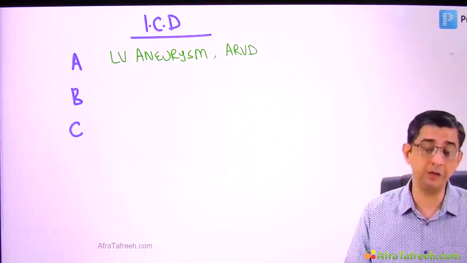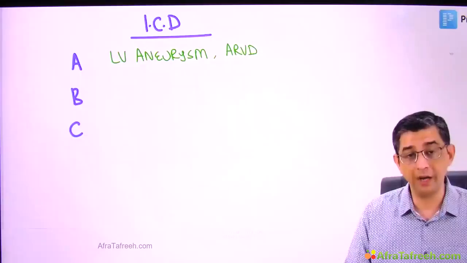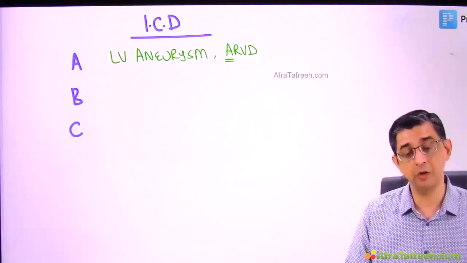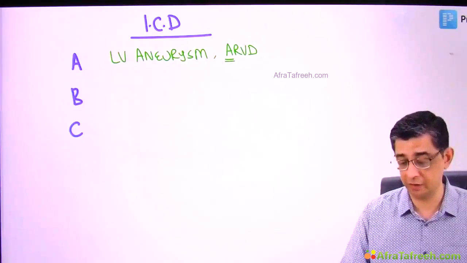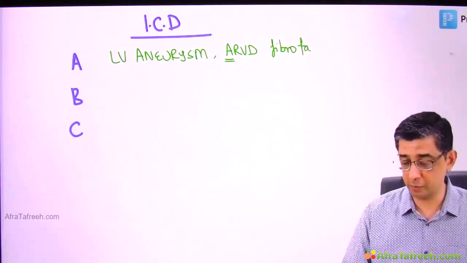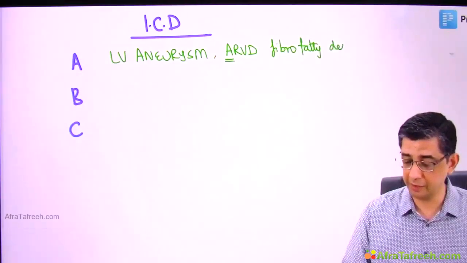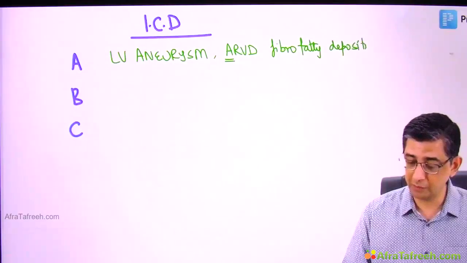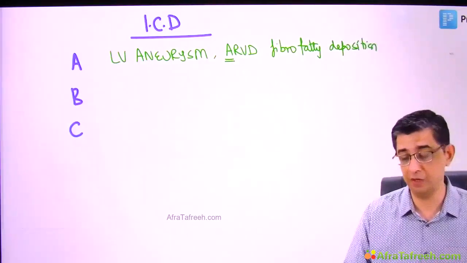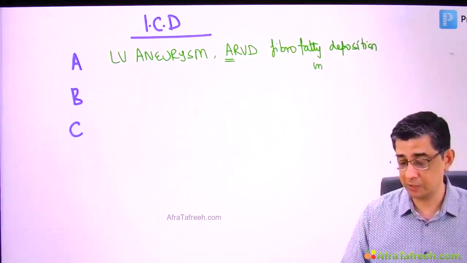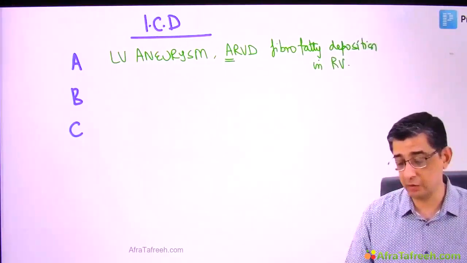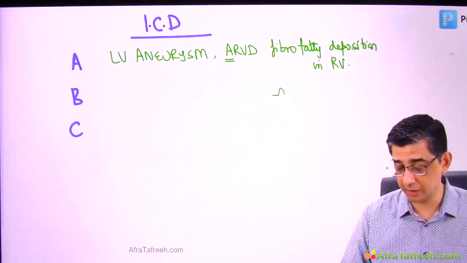Next is a condition which is self-explanatory by itself. The name is ARVD, arrhythmogenic right ventricular dysplasia. The name itself will help you crack the question. It is a subtype of cardiomyopathy where there is a fibrofatty deposition in the right ventricle. Now, fat and fibrosis in the heart are not welcome because we need myocytes in the heart. If you have a fibrofatty deposition, especially in the right ventricle, then there could be a voltage gradient created in the heart that could result in sudden cardiac death in these patients.